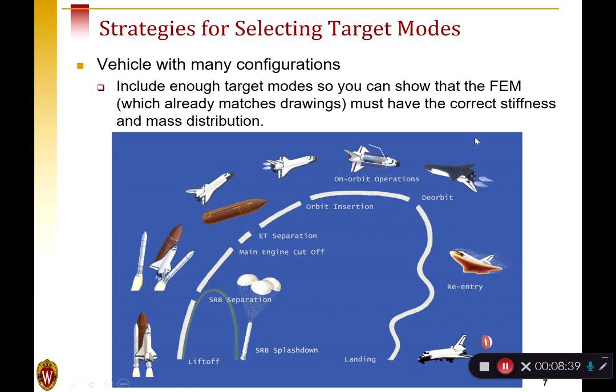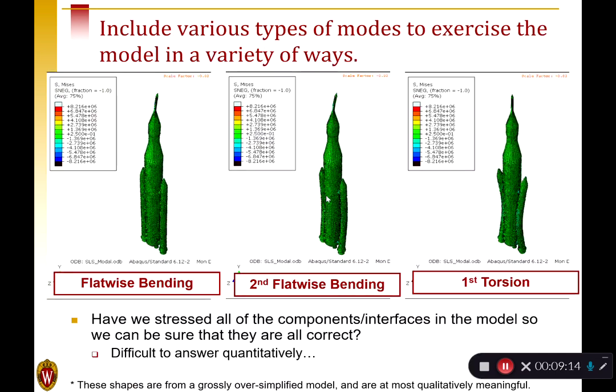So when tackling systems like this, a lot of what we're going to say about selecting target modes is only really qualitatively applicable. In these types of cases, you can say a general rule is you just want to have enough target modes that you can stress the FEM in enough different ways that you can hopefully guarantee that your FEM has the right mass and stiffness distribution and doesn't have any errors, any things connected that shouldn't be, or other problems.